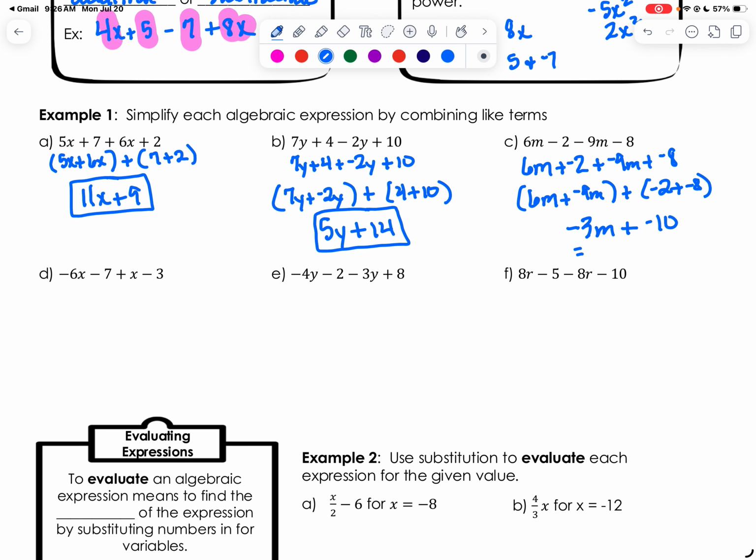Now, in our final answer, we don't ever leave double signs. So you don't want to leave something like plus a negative. Plus a negative is the same thing as minus. So this would be negative 3m minus 10.